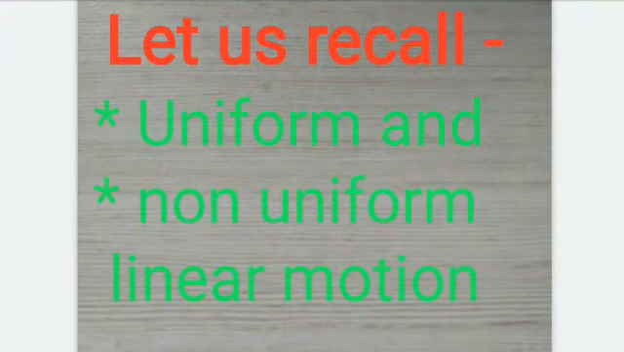Till today, what we learn from this chapter, let us recall. We learned in the last lecture uniform and non-uniform linear motion. Before that, we learned what is motion, what is the difference between distance and displacement, what are scalar and vector quantities, and in the last lecture we studied uniform and non-uniform linear motion. Let us recall what is uniform linear motion.